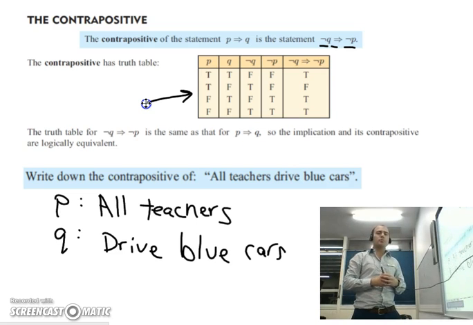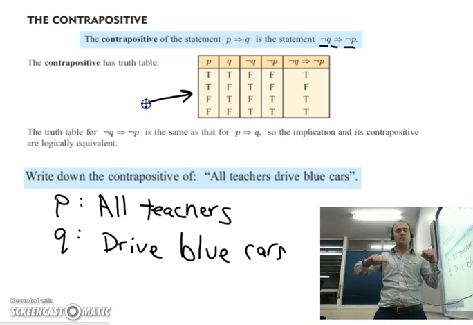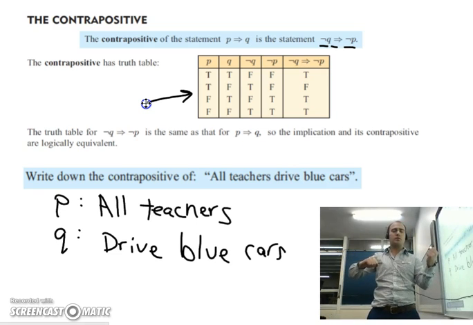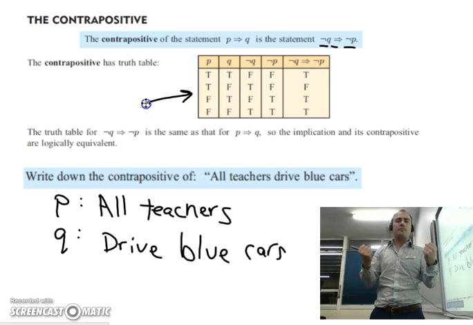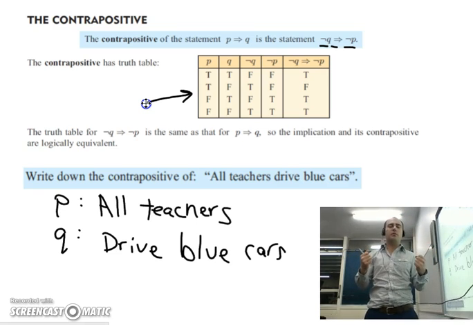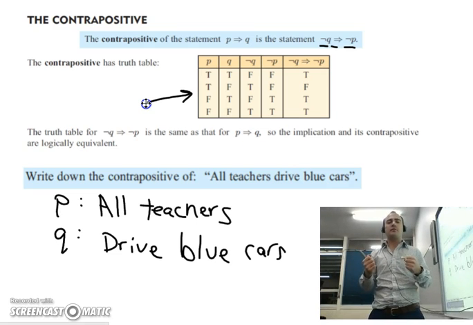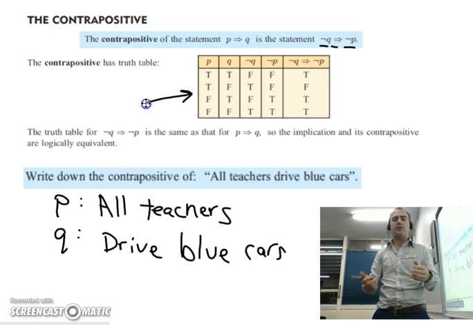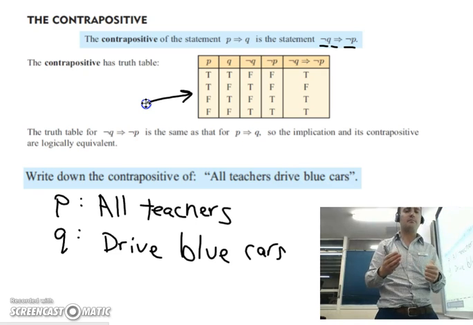So the contrapositive of all teachers drive blue cars, we've broken that into two statements. Statement P, all teachers, and statement Q, drive blue cars. So the not P, not all teachers, and not Q, do not drive blue cars. So if we swap that around, if you do not drive a blue car, then you are not a teacher. So that would be the contrapositive of that statement.